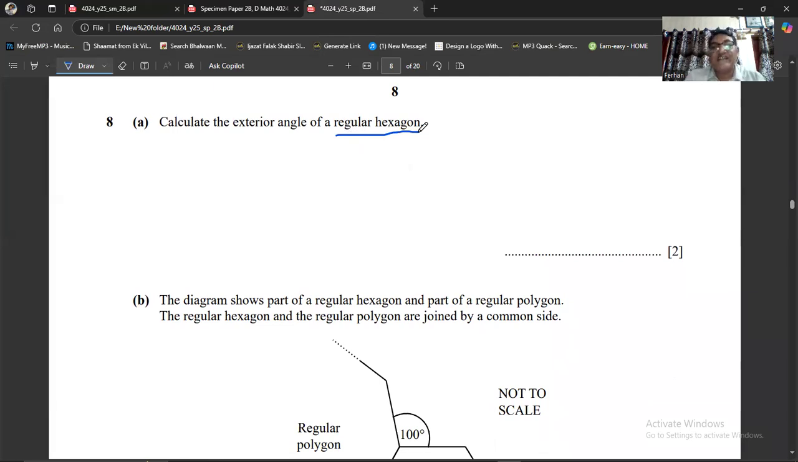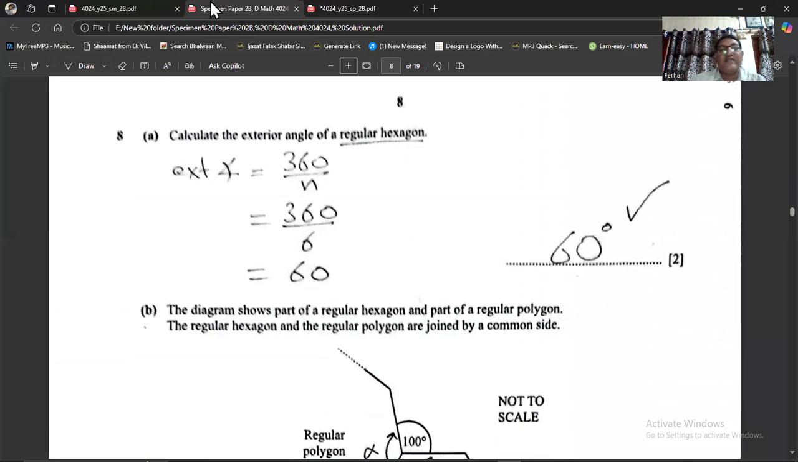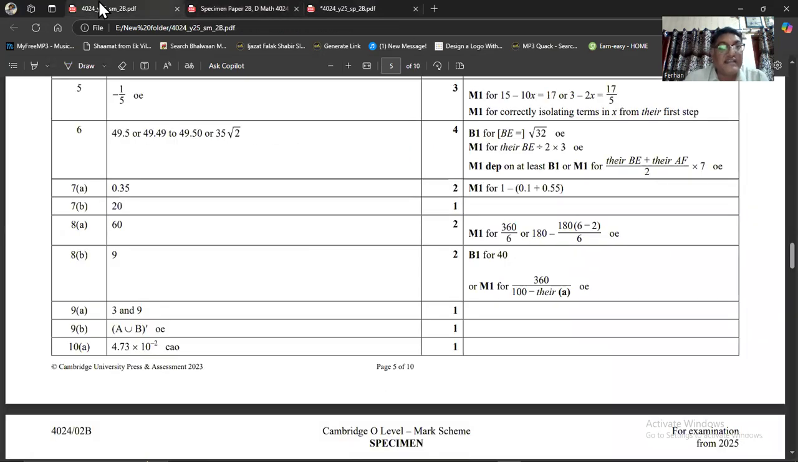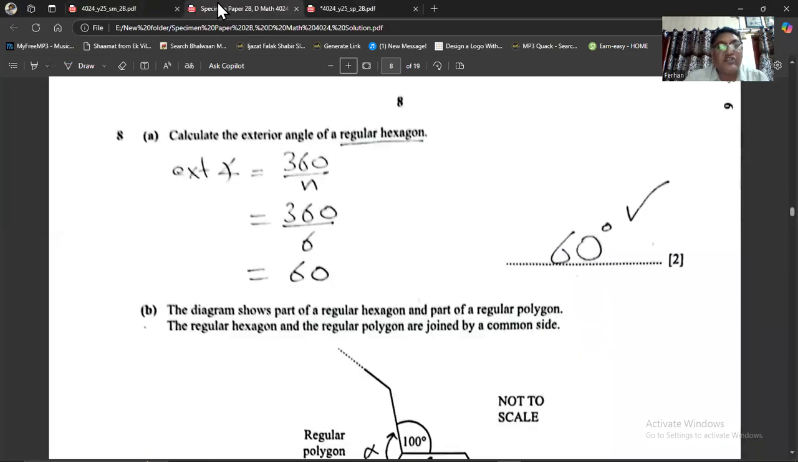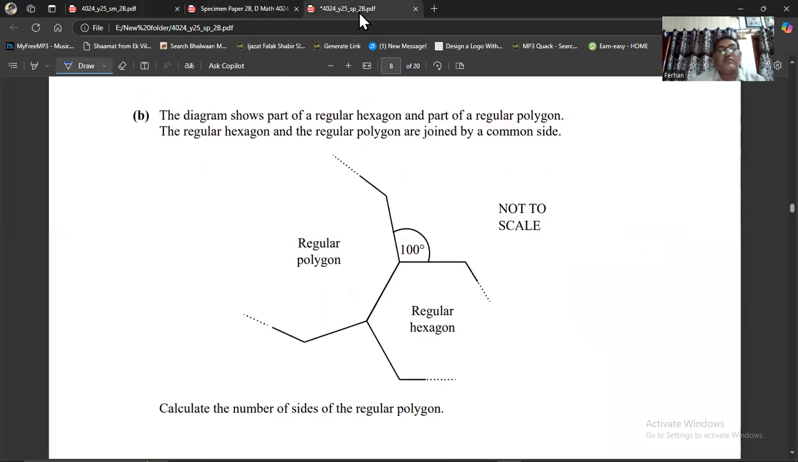Hexagon means 6 sides, and you know the sum of the external angles is always 360. The external angle is equals to 360 divided by n. So 360 divided by 6, and that is 60 degrees. So the external angle is 60 degrees. This is the question number 8. It's A part. Now we are going to the next question. That is question number 8.